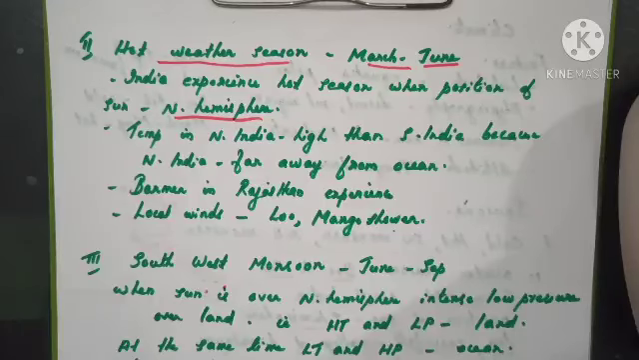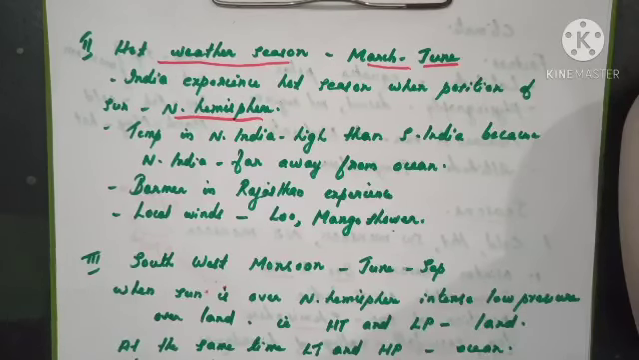Next season is the hot weather season. Which are the months of the hot season? March, April, May, June. India experiences the hot season when the position of the sun is in the northern hemisphere. Temperature in North India is higher than in South India.